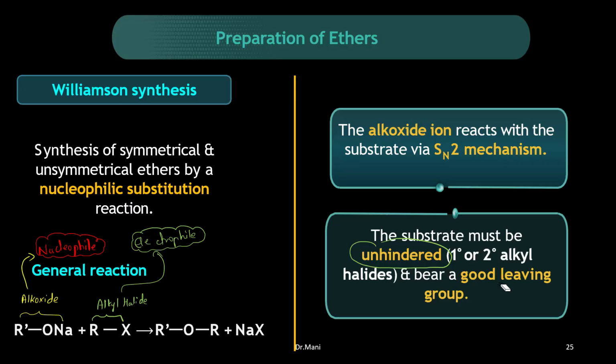Mostly these are halides. And the nucleophile is an alkoxide ion. That alkoxide ion will release the Na and turn into RO negative. And it is a nucleophile, which means it should contain a negative charge, not a positive charge. Nucleophile, nucleo, means negative charge. So this will turn into a negative charge. Remember like that. And that will be attacking the electrophile.